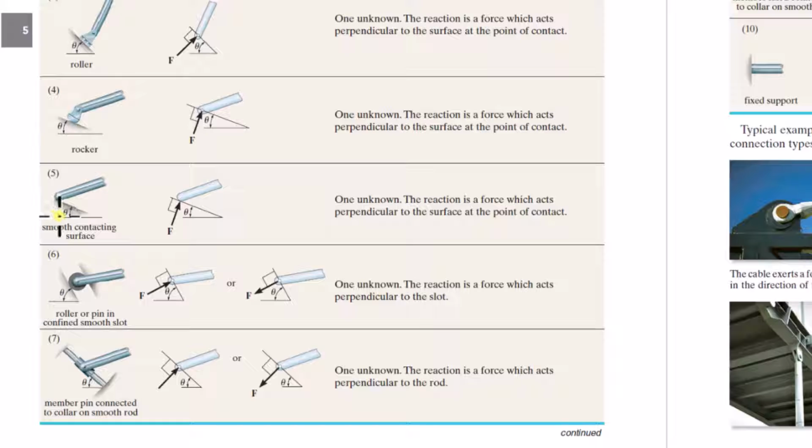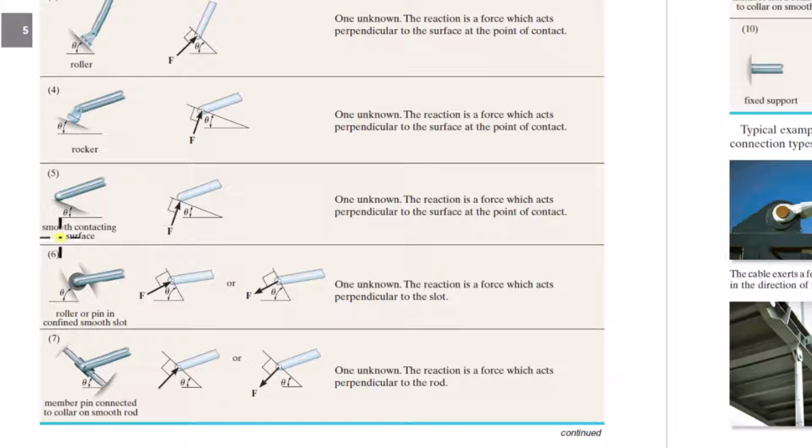Same idea, but there's no roller, but it doesn't matter. Since it's a smooth contact, the force is always going to be perpendicular to the contact surface. Same idea here. There's no friction. If there was friction, then there would be a component of the force that's parallel to the surface. That's the idea of friction.